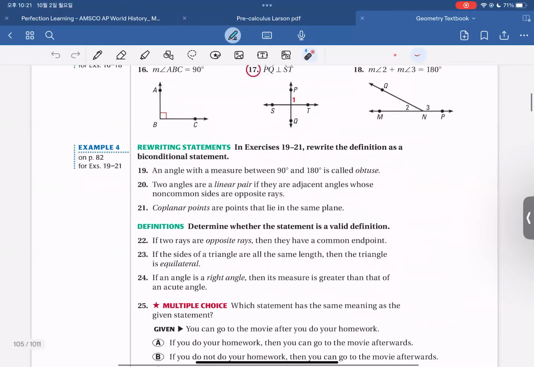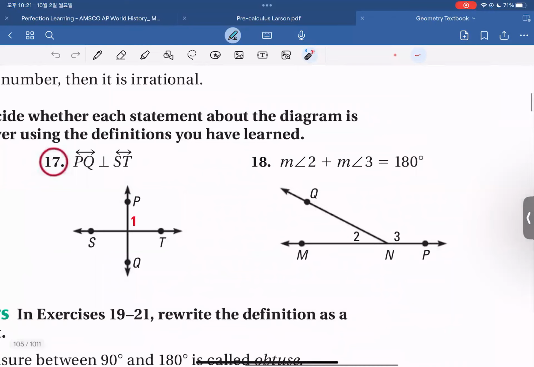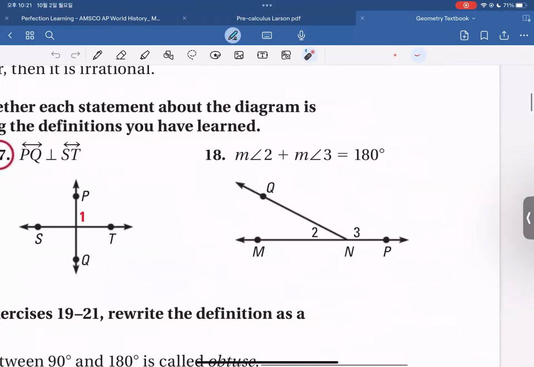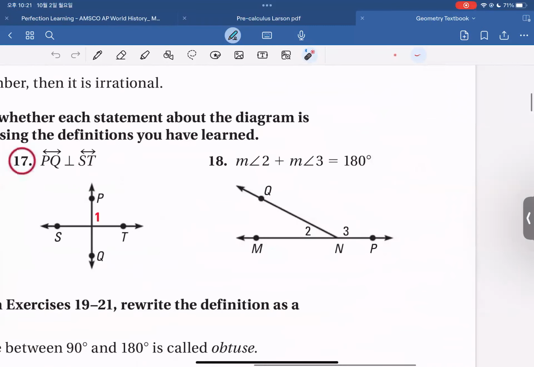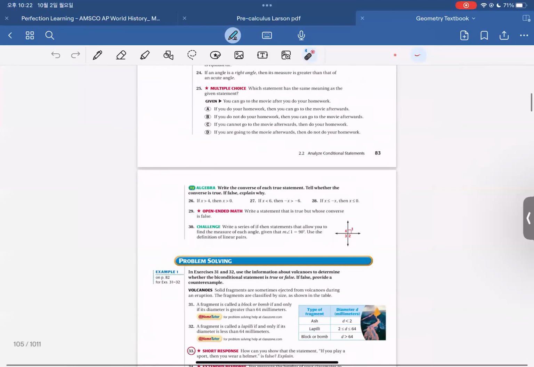Let's look at using definitions, 18, before we move on. Basically, you decide whether each statement about the diagram is true, and explain your answers using the definitions you have learned. So they're saying angle 2 plus angle measure 3 is equal to 180 degrees. Because we know the linear pair postulate, we know that it would be 180 degrees. Seeing that's a straight line, this would in fact be true.